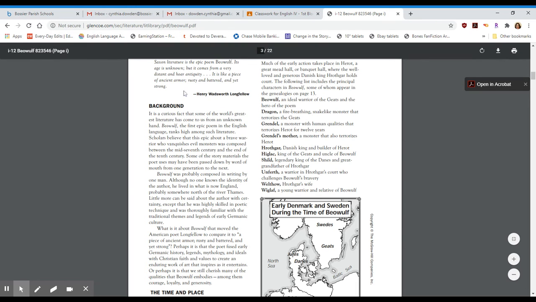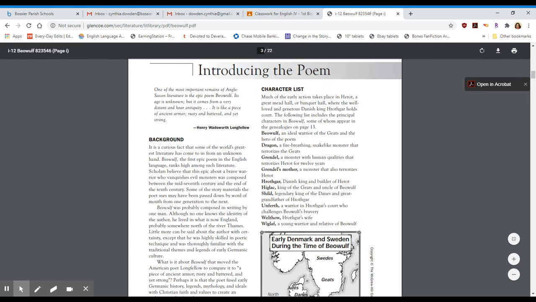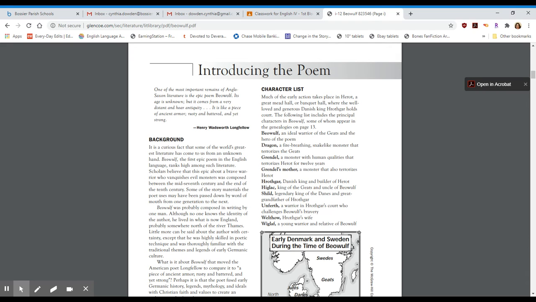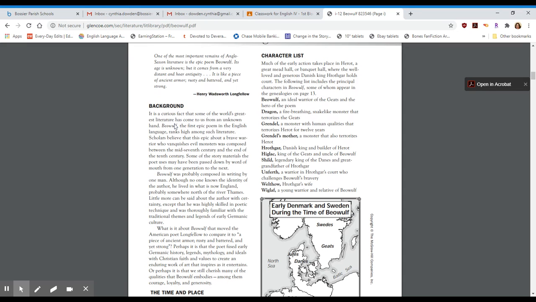And if you look at this quote right here by Henry Longfellow, it kind of alludes to that. It says, one of the most important remains of Anglo-Saxon literature is the epic poem Beowulf. It comes from a very distant antiquity, and it's like a piece of ancient armor, rusty and battered and yet strong, because it has survived all this time. So that's what we know about the author and some of the time period influences on the story.